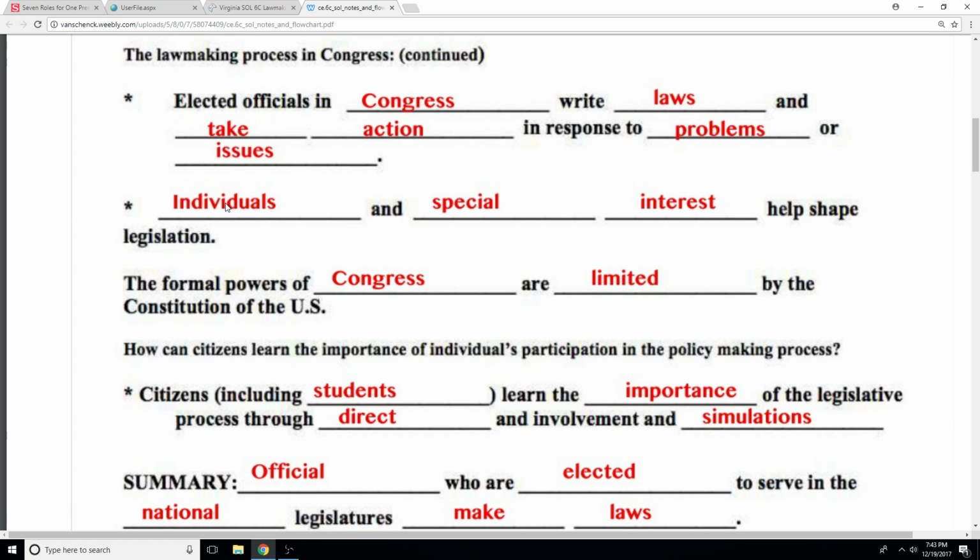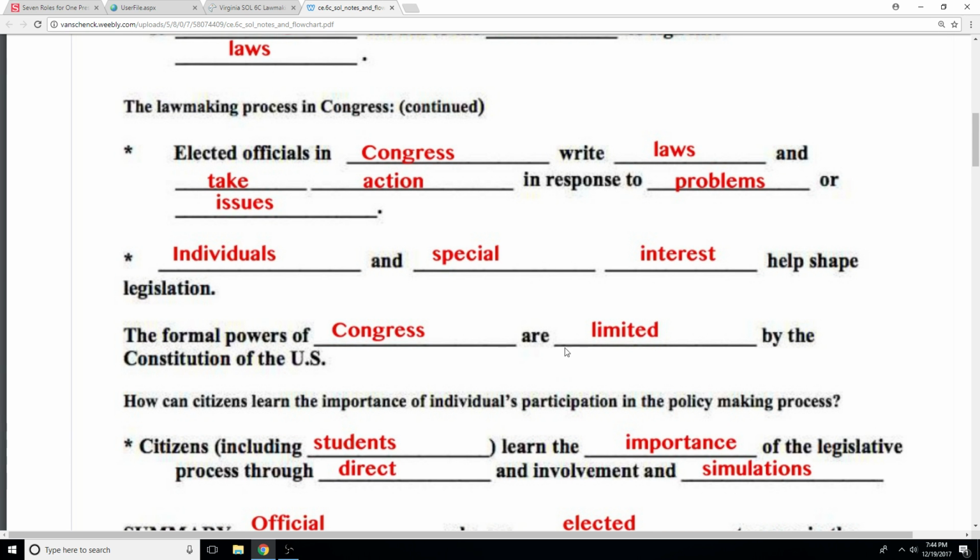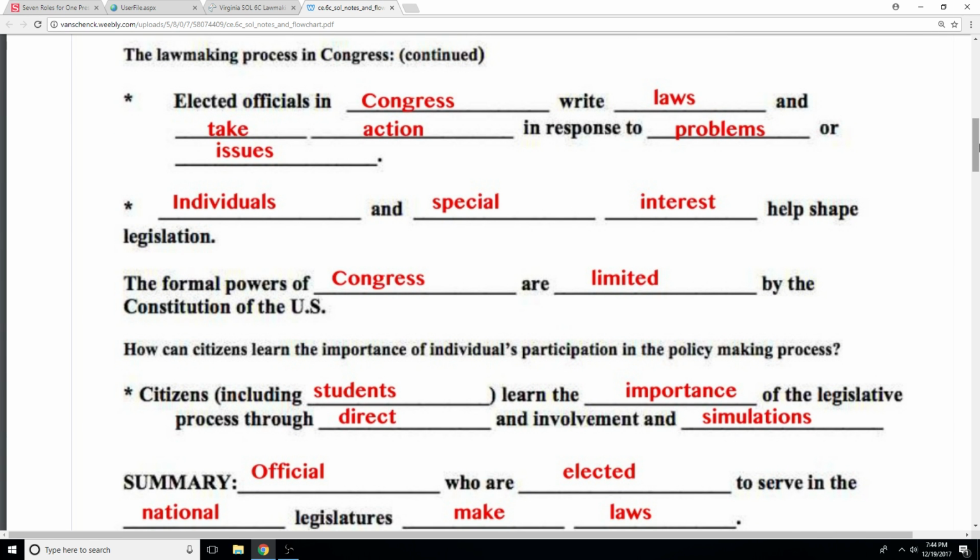I will save you the trouble of having to study this. This will be on a future test: individuals and interest groups help shape legislation. It's not going to be on this test. So there you go. Formal powers of Congress are limited by the Constitution of the United States. What's another way of saying this? These are the powers nobody gets. It's saying that Congress cannot touch certain things because it's just too powerful. So what's another way of saying those types of powers?